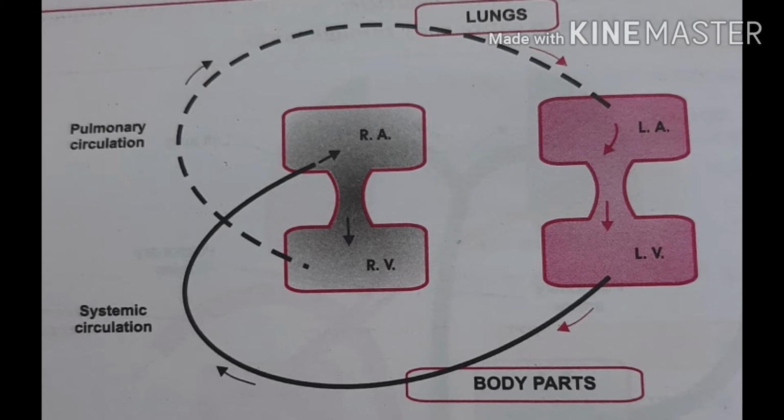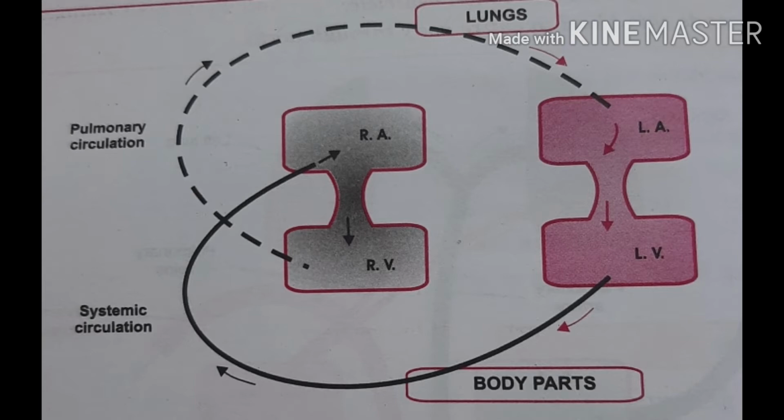Now from the body parts it will go to the right auricle. This is going to be deoxygenated, because after cellular respiration the blood becomes deoxygenated, and it will go to the RA. From the RA it will go to the RV, and from the RV it will again go to the lungs. So let us discuss the difference between pulmonary circulation and systemic circulation, which are the two types of double circulation.